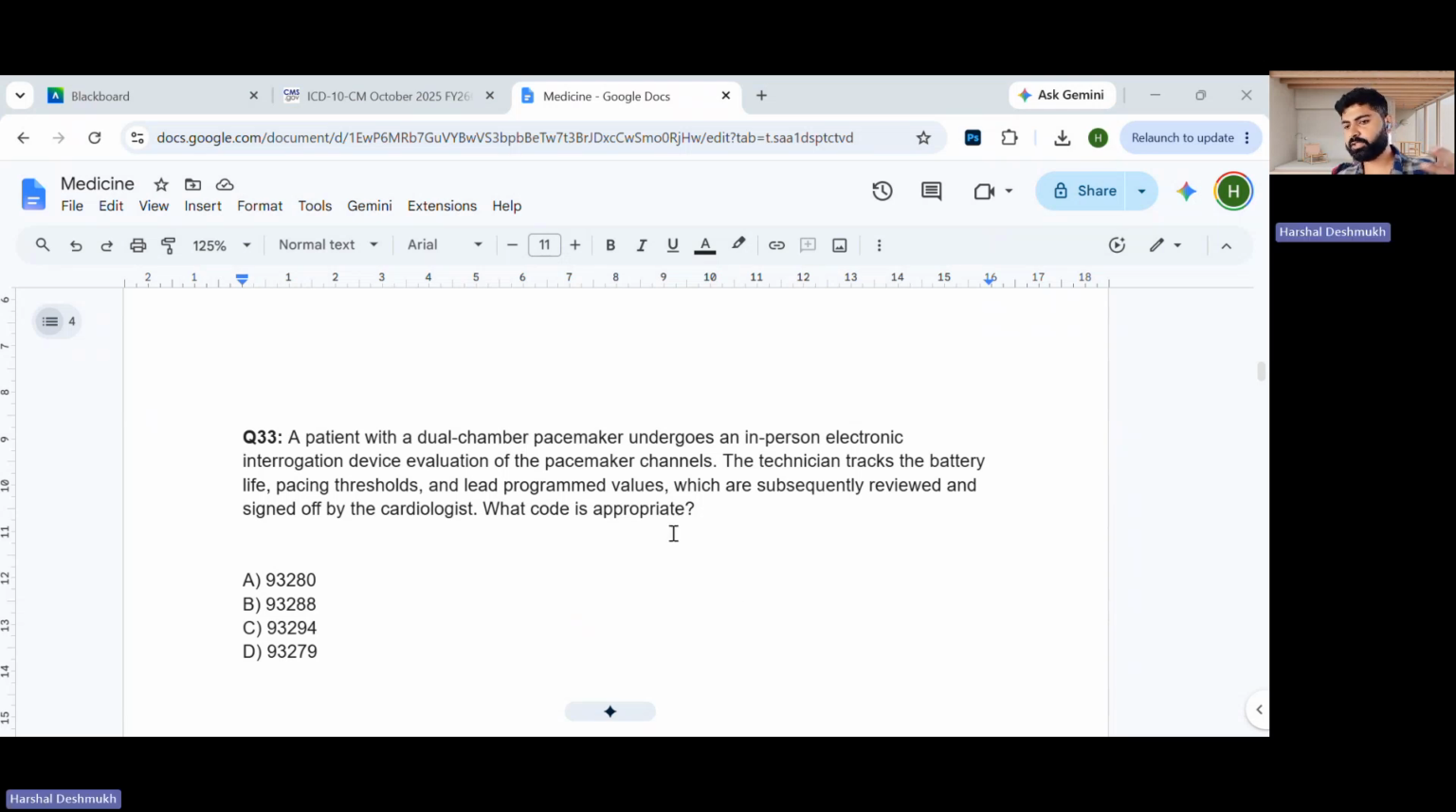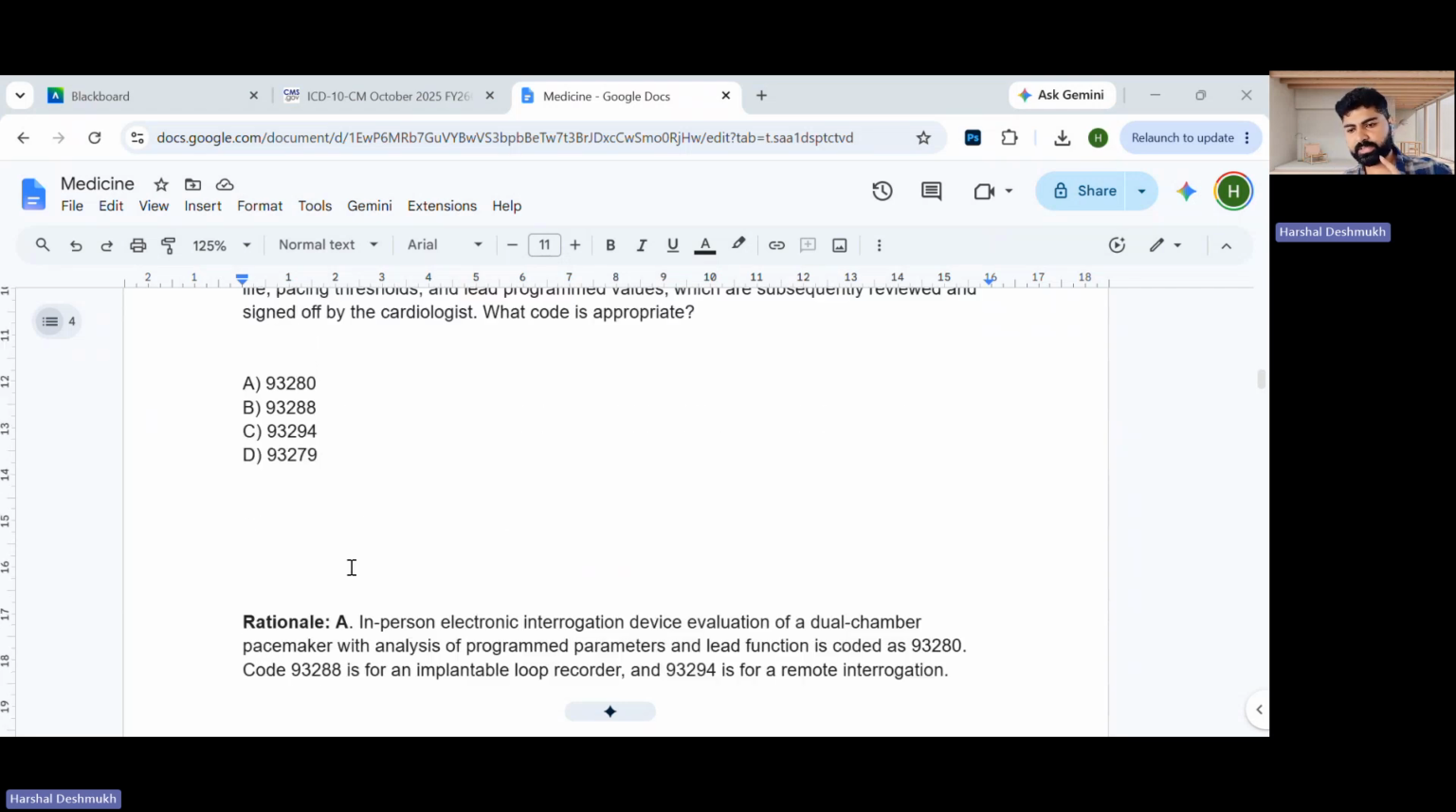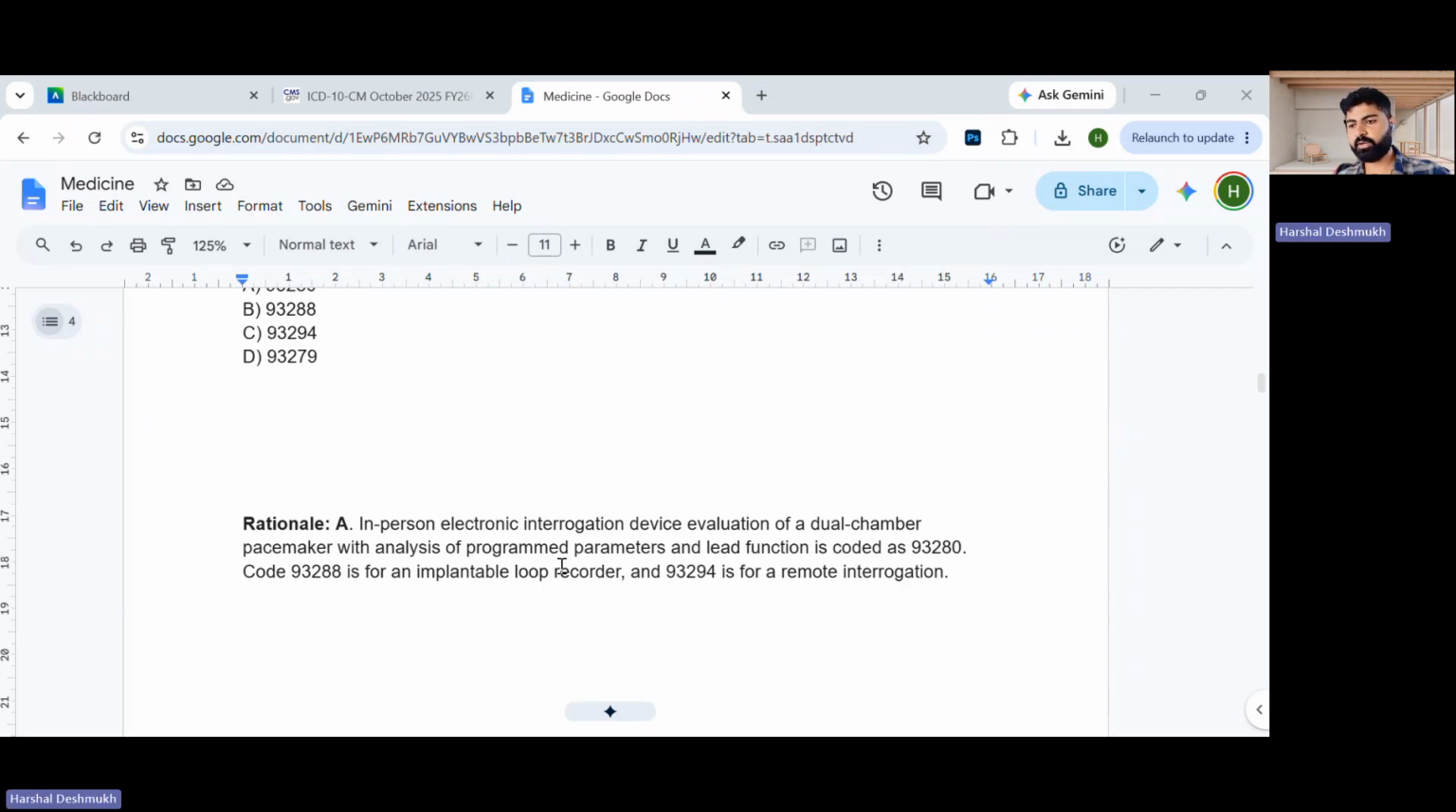All right, time to answer this question. The answer to this question is option A, that is 93280. Why? Because this in-person electronic interrogation device evaluation of this particular pacemaker with analysis of these parameters and lead function is described in this code.